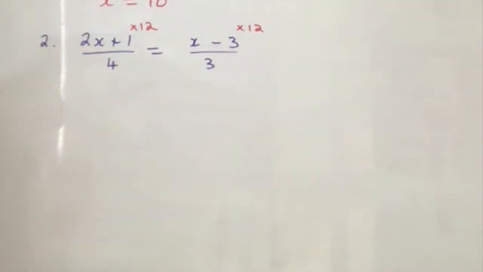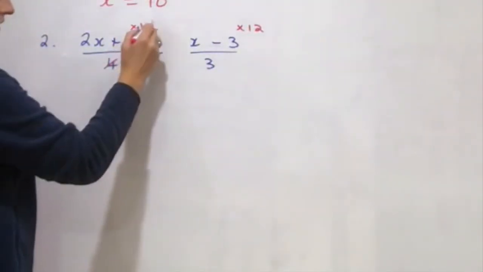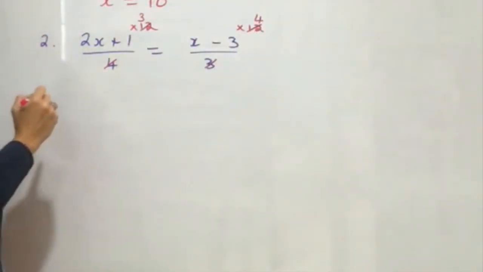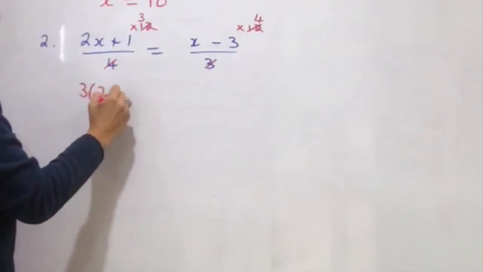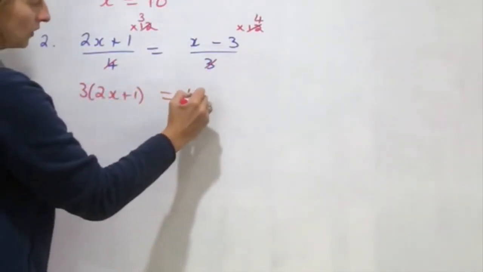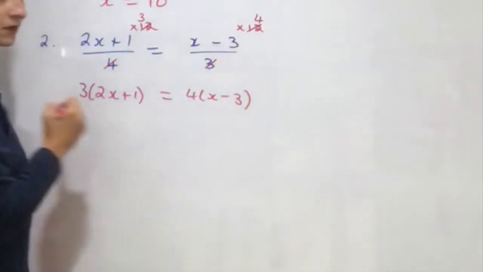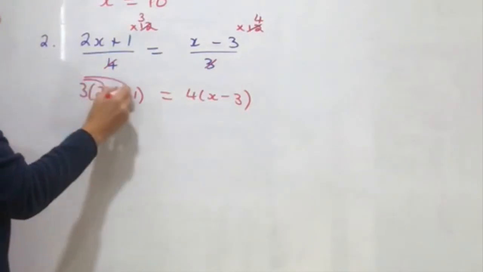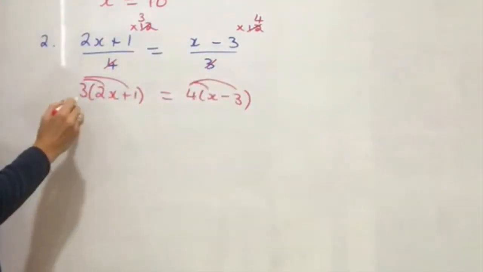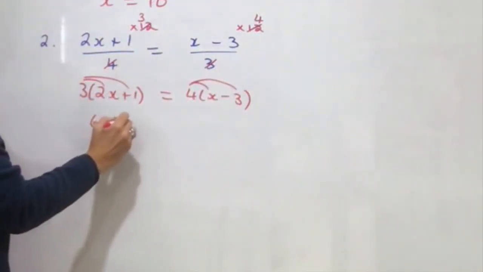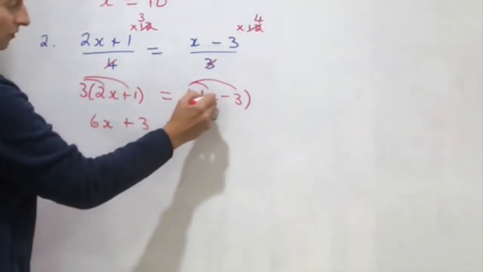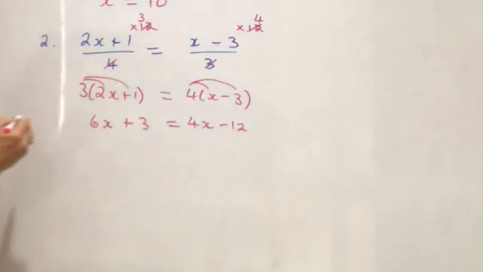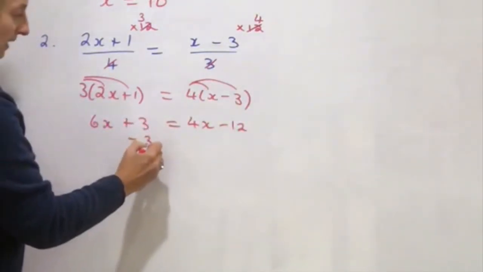4 and 3, we're multiplying both sides by 12. 4 into 12 goes 3. 3 into 12 goes 4. Let's write down what's left. 3 lots of 2x plus 1 equals 4 lots of x minus 3. Don't expand it yet, just write it down in brackets. Now we expand the brackets. 3 times 2x is 6x, 3 times 1 is 3, 4 times x is 4x, 4 times minus 3 is minus 12. And now it should be easy again.